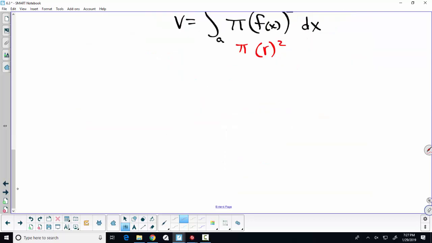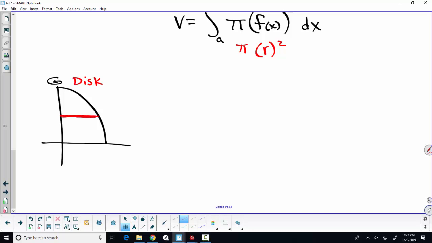In the same vein, we could take a region and rotate it around the y-axis too. So if we had something like this, rotate it around the y-axis. Remember, if this is the disk, our rectangles are perpendicular to our axis of revolution. So we could also do something like that.